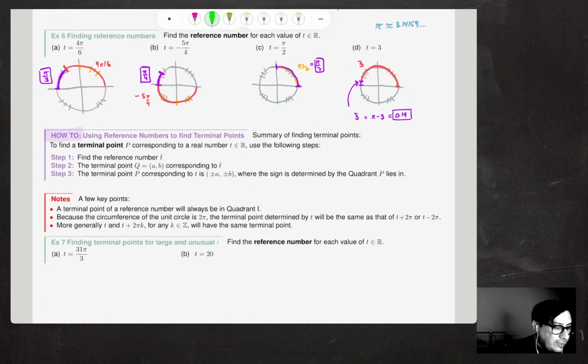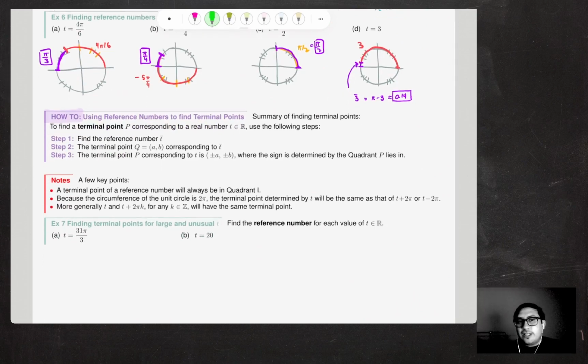And then the last one is just basically a generalization. And this is one of these really key notes. We're going to use this a lot once we define the trig functions. But basically, if you add or subtract any multiple of 2 pi, that's the same thing as just doing one full turn. So you basically land back to where you started.